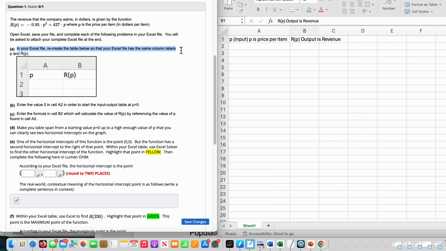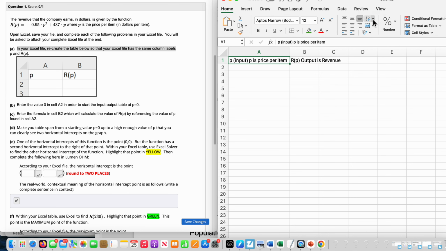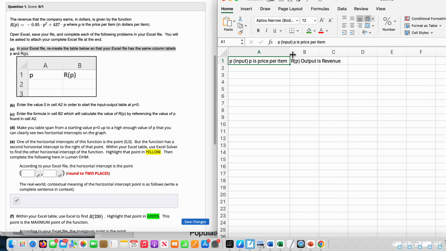Whenever we create an input-output table, I always put the input in the first column and the output comes in one of the later columns. So here I've already started. I'm adding some description here. I said P is in column A, and I added a little bit more context. P is my input. It represents price per item. I could come up here and wrap this if I don't want the column to be so wide.